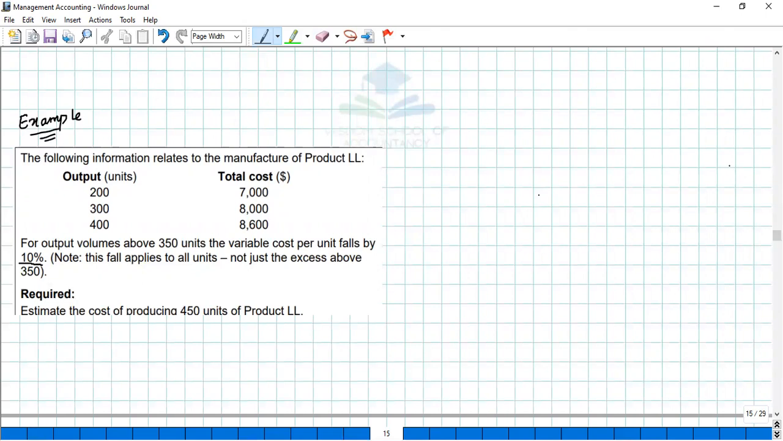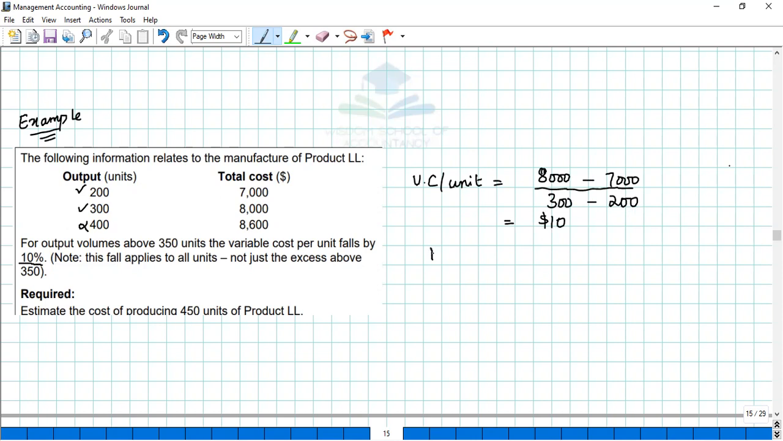Okay. Now let's start. Let's first calculate the variable cost per unit, and we have to choose two activity levels where the variable cost per unit remains the same. Because the fall is after 350 units, we cannot use 400, because in this the fall element will be included. So we have to use 200 and 300 as our activity levels, because here the variable cost per unit is the same. So I will calculate the variable cost per unit. It will be 8,000 minus 7,000 divided by 300 minus 200. So variable cost per unit will be 10.